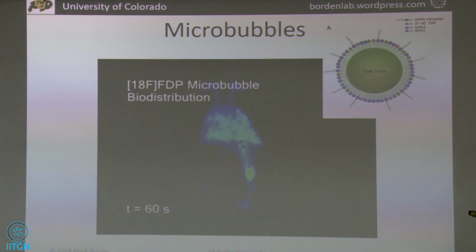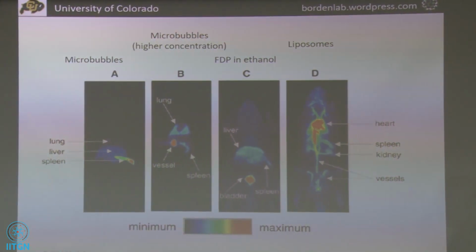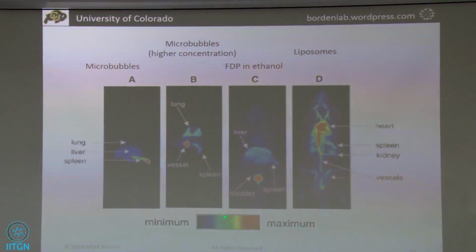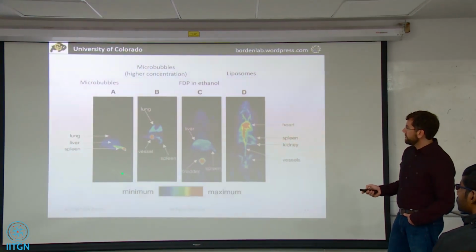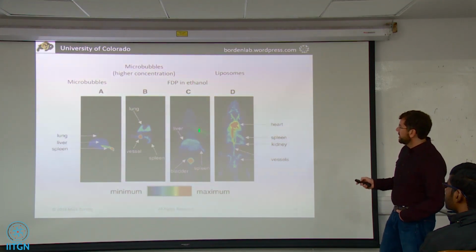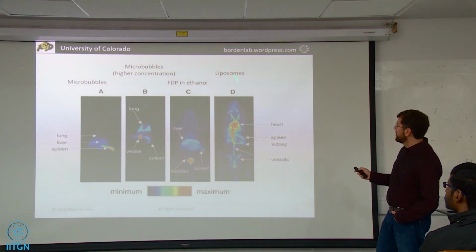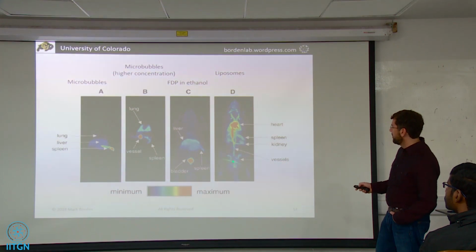It's a product of the fact that they're the size that they are, the micron scale size, and that they can be phagocytosed by the Kupffer cells in the liver and the macrophages in the spleen. So this shows some of the biodistribution profiles. This is like a maximum intensity image. These are the microbubbles. You can see it in the liver and spleen. The microbubbles at a higher concentration. You see some in the lung. Here's a blood vessel, and then the spleen of this mouse. And when it was just a free agent in ethanol, it mainly ends up in the liver and then gets shuttled to the bladder. And then liposomes are circulating throughout the vasculature in the heart, the spleen, you see them in the kidney, and in the blood vessels.